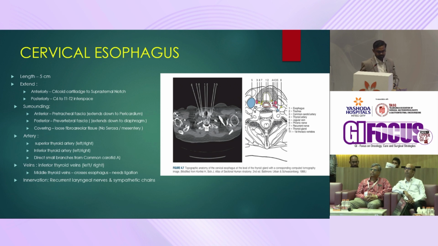Arterial supply is by the superior and inferior thyroid arteries, left and right, and direct small branches from the common carotid artery. Veins are drained by the inferior thyroid vein. However, the important thing to note is the middle thyroid vein crosses over the esophagus here from the thyroid to the internal jugular vein and needs special care during dissection. Innervation is from the recurrent laryngeal nerves and sympathetic chain.